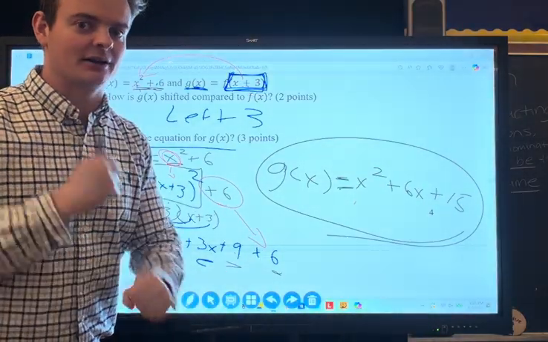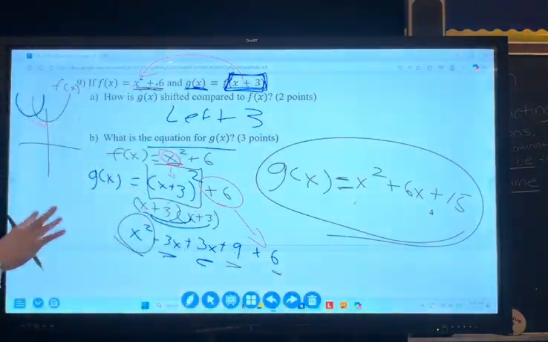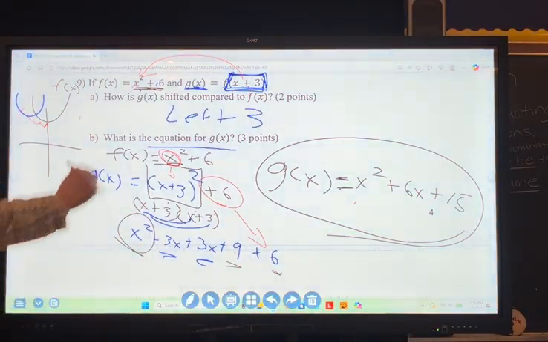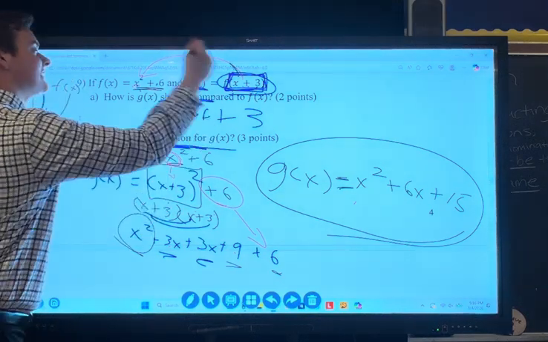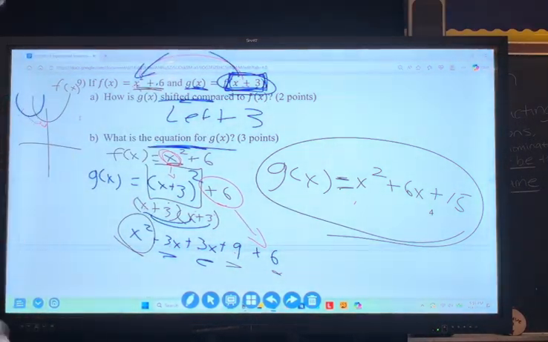Math is getting hard, I know. But I'm hoping that made sense. How it's shifted, that's just looking at the rules. What the equation actually is, I plug in. Okay.